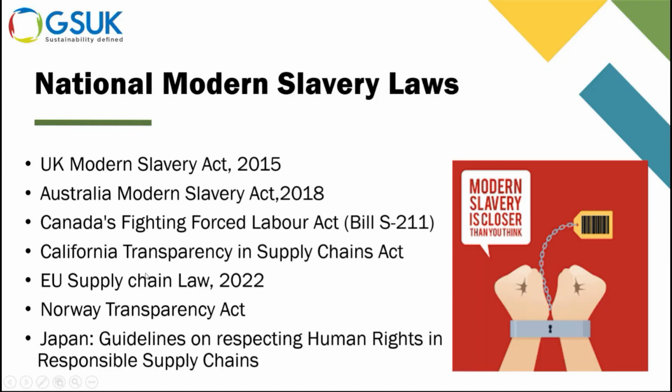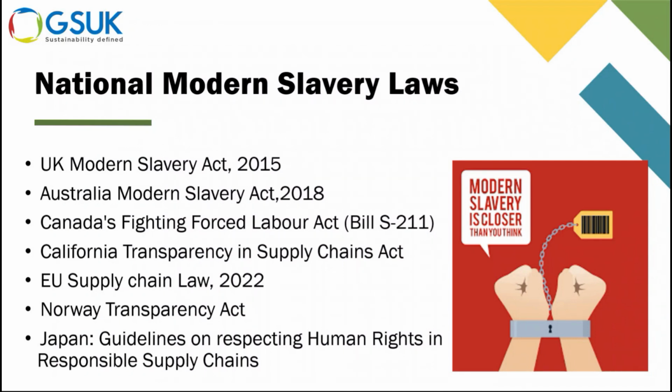Then we have the modern slavery laws which have come up. One of the first was in the UK, the UK Modern Slavery Act 2015. Subsequently, Australia came up with the Modern Slavery Act 2018. Canada came up with the Fighting Against Forced Labour Act. In the US, in California, we have the California Transparency Act. The European Union Supply Chain Law of 2022 addresses the issue of forced labor. And Japan, for example, has guidelines for respecting human rights and responsibility in supply chains.